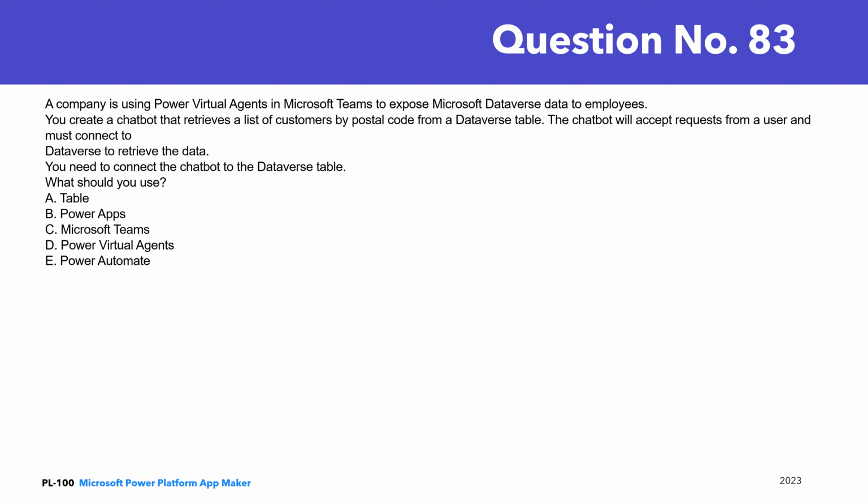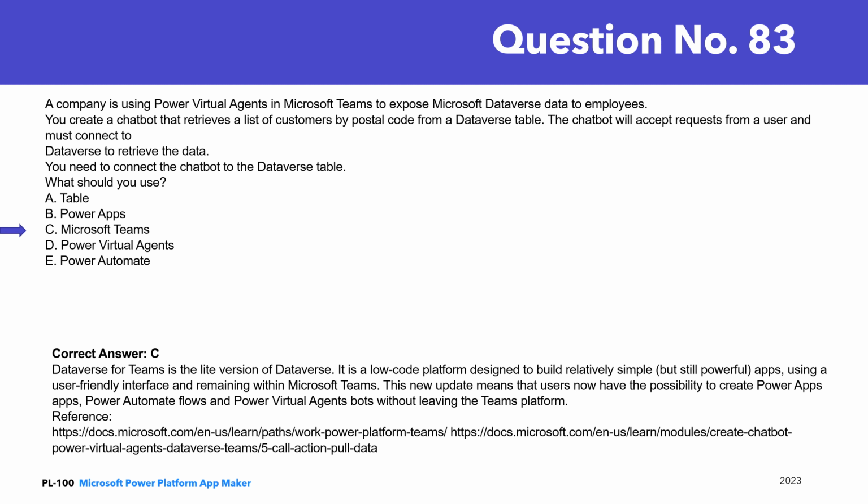A company is using Power Virtual Agents in Microsoft Teams to expose Microsoft Dataverse data to employees. You create a chatbot that retrieves a list of customers by postal code from a Dataverse table. The chatbot will accept requests from the user and must connect to Dataverse to retrieve the data. You need to connect the chatbot to the Dataverse table. What should you use? A. Table. B. Power Apps. C. Microsoft Teams. D. Power Virtual Agents. E. Power Automate. Correct answer, C.